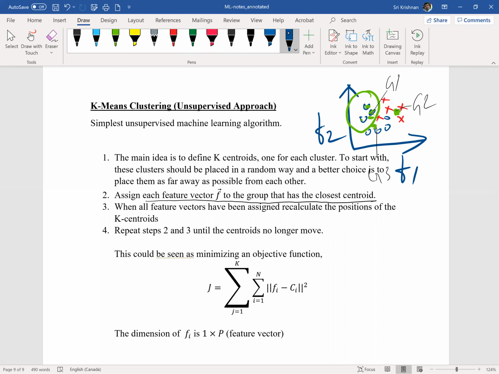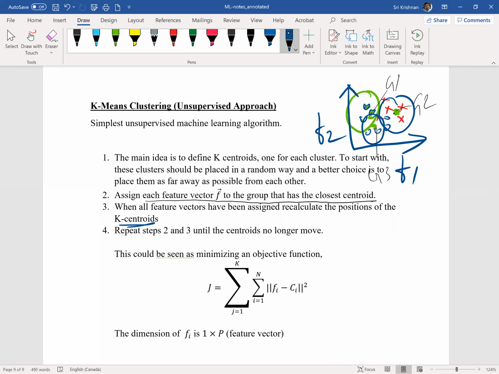When we have assigned all the feature vectors, then we will recalculate the position of the k centroids, because you will have 3 clusters, for example. Then we will recompute the center, the geometrical means of that, and these are called the centroids, and the k centroids get recalculated. We repeat steps 2 and 3 until the clusters don't move anymore. That means you've reached a steady state, and the features have found a closest centroid, and there is no ambiguity. So this is a very simple technique.